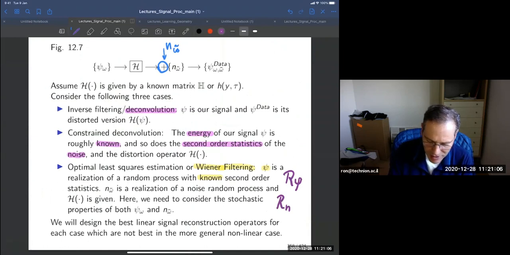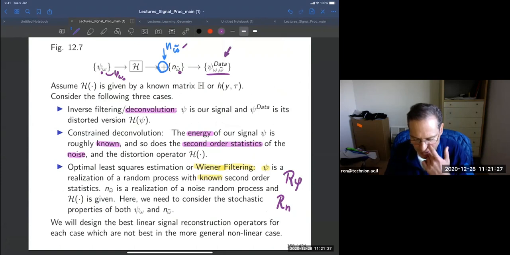This is how the system looks. We have a random process from which we pick one signal. We call it psi omega zero, then H is operating on the signal. Then we have our W tilde from which we realize W tilde zero. And then the output would be this guy, okay? And we look at it as a whole family of random processes.